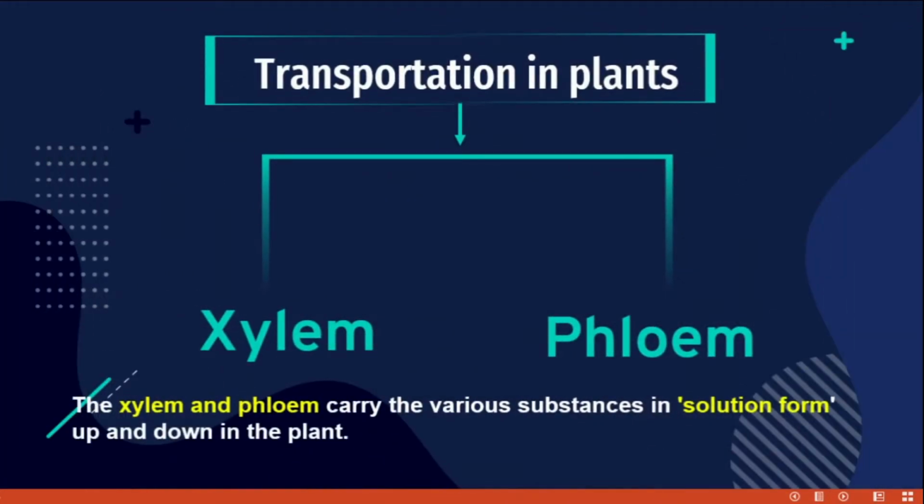Next, transportation in plants. Here, two important tissues. What are they? Xylem and phloem. Okay, what is the function of these? Usually they carry substances in the form of solution, or we can say sap.